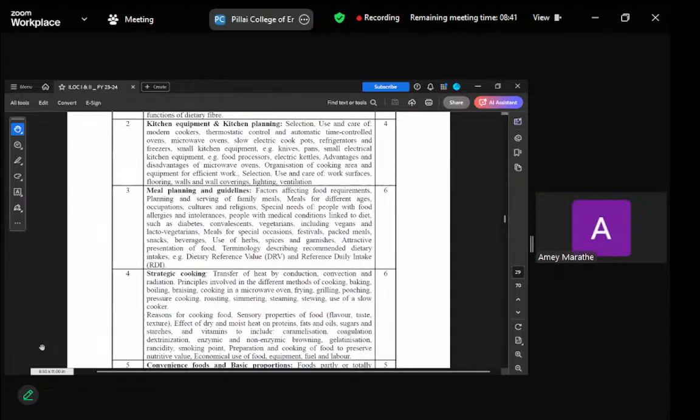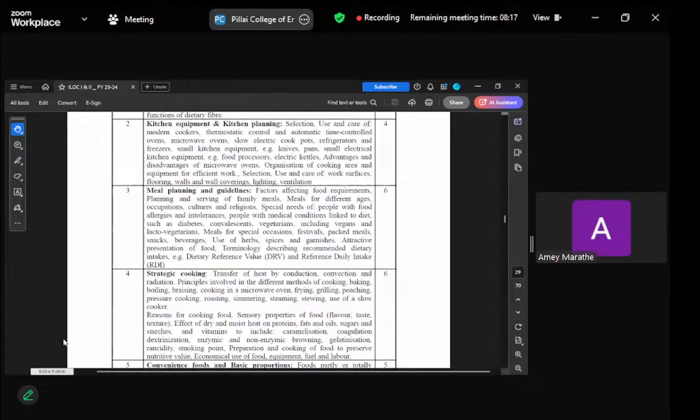Then how do you plan the meal for different age groups? Say, for example, some people are allergic to certain foods, and some people are lactose intolerant. So for them, what are the dietary choices? That is what we will study in module number 3.